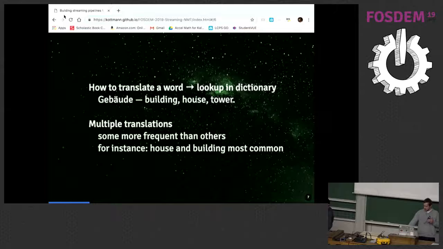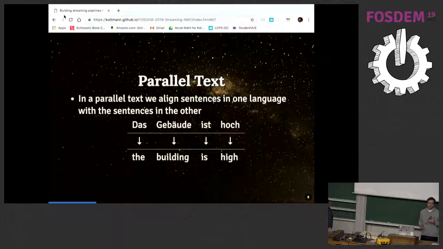Which brings us to the parallel text. That's a sentence in some source language, and then you also have the translation of this sentence. Here we have one example: Das Gebäude ist hoch, and the English translation is the building is high. Here you see I have four words in German, which more or less directly translate to English. And probably with this sentence I would get pretty far with a dictionary.